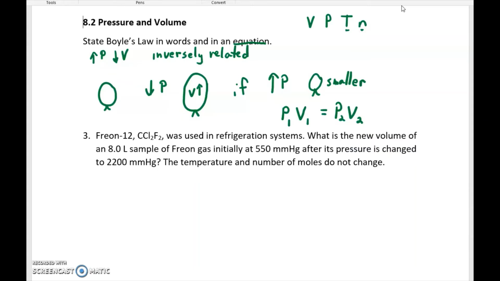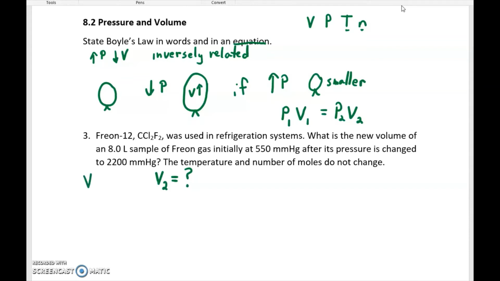So in our first example, we have Freon 12. What we're going to do is catalog all these numbers. It's given us 8 liters and 550 millimeters of mercury. We need to catalog all this so we know what we're looking at. So what is the new volume? We're looking for a volume. We don't know what it is. Put a question mark. And I put 2 because it's the new volume.